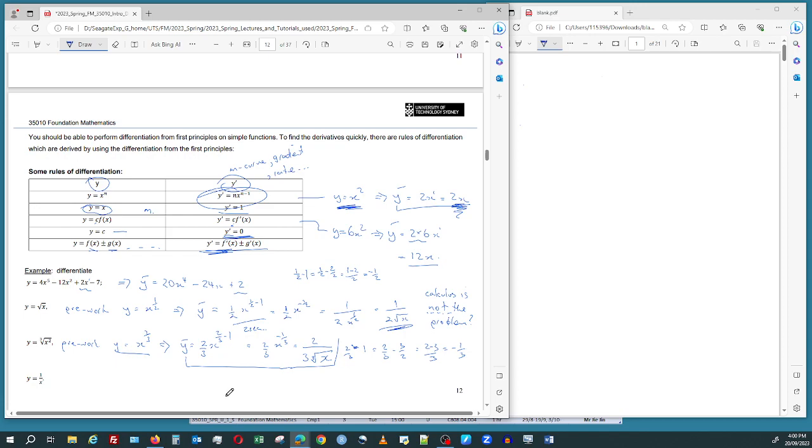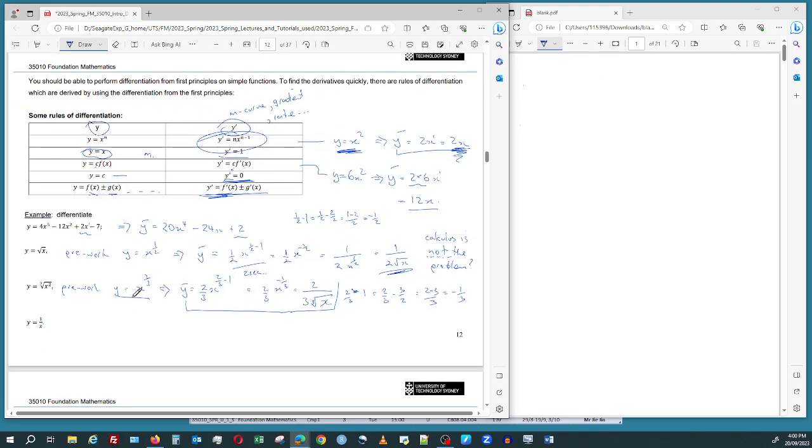Okay, calculus is not the problem. It's all about indices and gymnastics and adding fractions and the like. So a bit of pre-work here. Let's pull this up. So y is equal to x to the minus 1. So now we can go ahead and differentiate. Y dash will be equal to minus 1 comes out the front. Minus 1 minus 1. So we get minus 1 x minus 2. That means we get minus 1 over x squared. Okay, and that's our gradient function, our m curve, our dy/dx, our y dash.